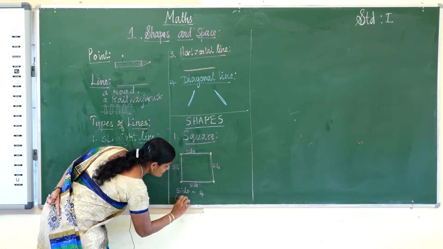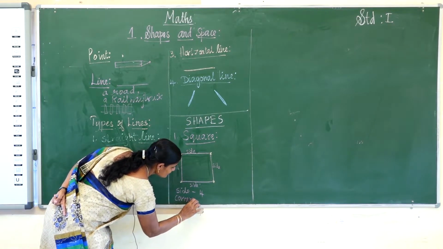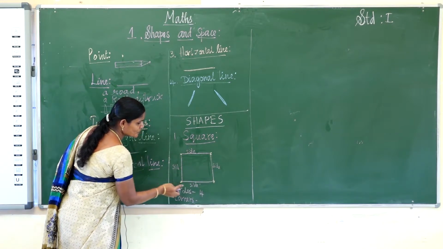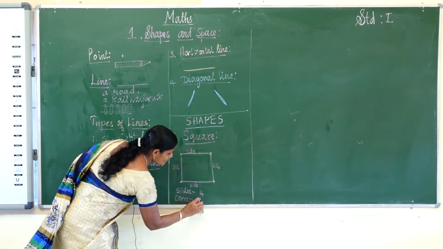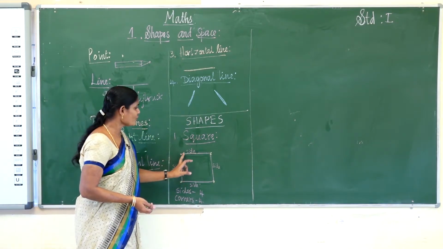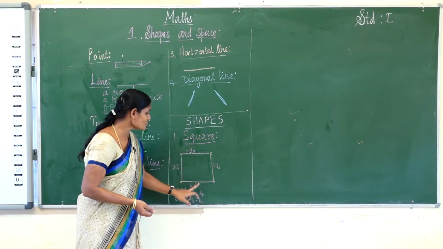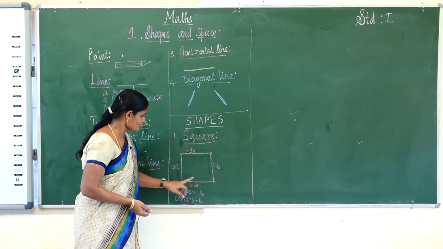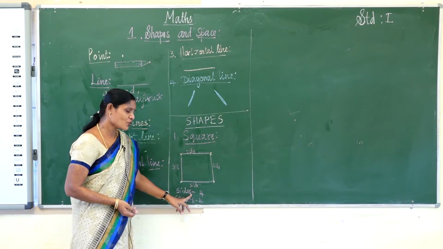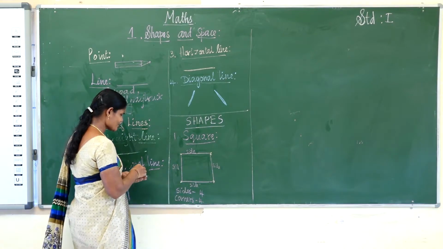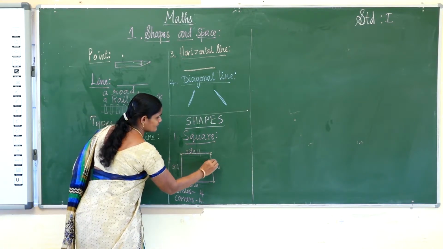We see corners. Count the corners. How many corners are there? 1, 2, 3, 4. So corners are 4. So a square has 4 sides. 1, 2, 3, 4. How many corners? 1, 2, 3, 4. So 4 sides and 4 corners. Okay, these 4 sides are equal.